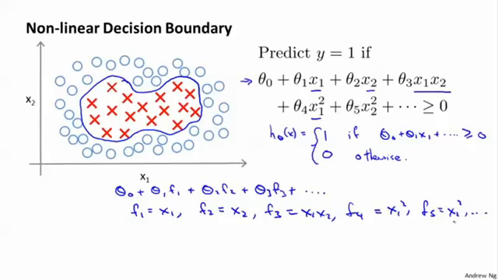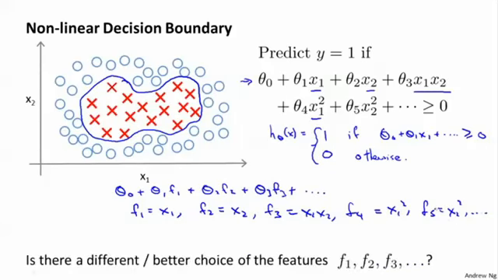And we've seen previously that coming up with these high order polynomials is one way to come up with lots more features. But the question is, is there a different choice of features, or a better choice of features than these high order polynomials? Because it's not clear that these high order polynomials are what we want. And when we talked about computer vision, when the input is an image with lots of pixels, we also saw how using high order polynomials becomes very computationally expensive because there are a lot of these high order polynomial terms. So is there a different or a better choice of the features that we can use to plug into this sort of hypothesis form?